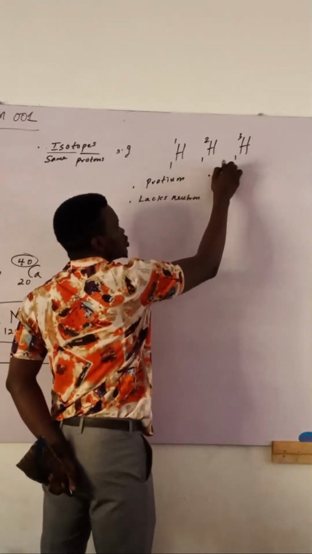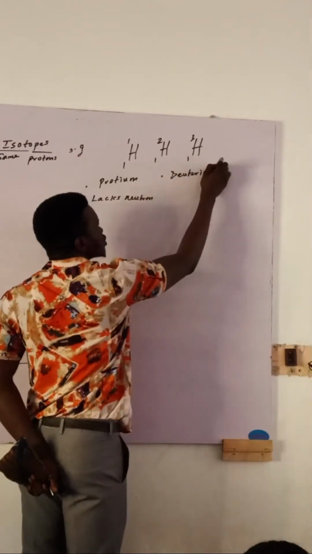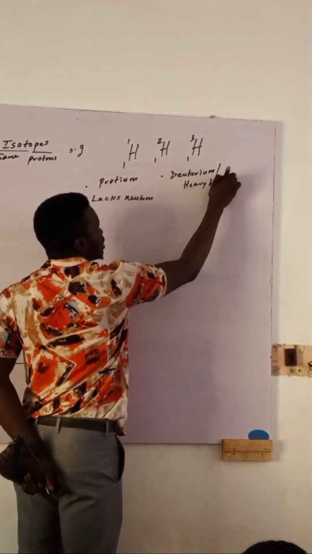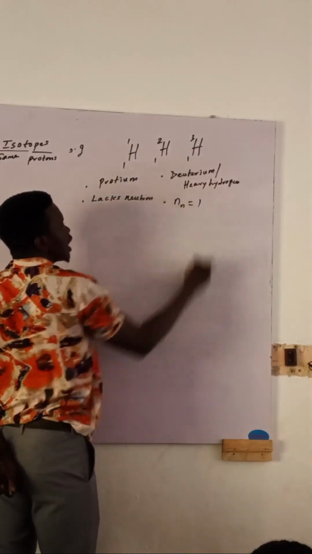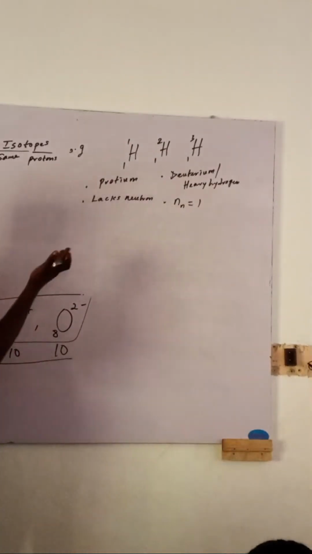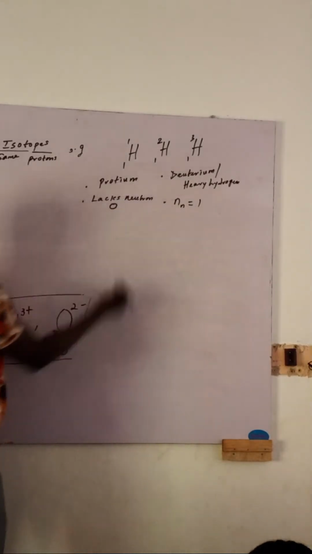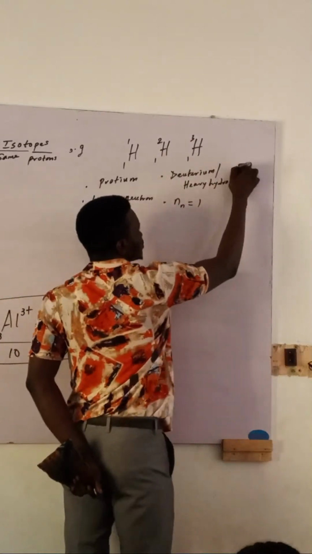This one is called deuterium, also known as heavy hydrogen. And the number of neutrons here is 1. Right? So you can see that their number of neutrons will be different. This one we have 0 neutron. This one has 1 neutron. But this one is called tritium.